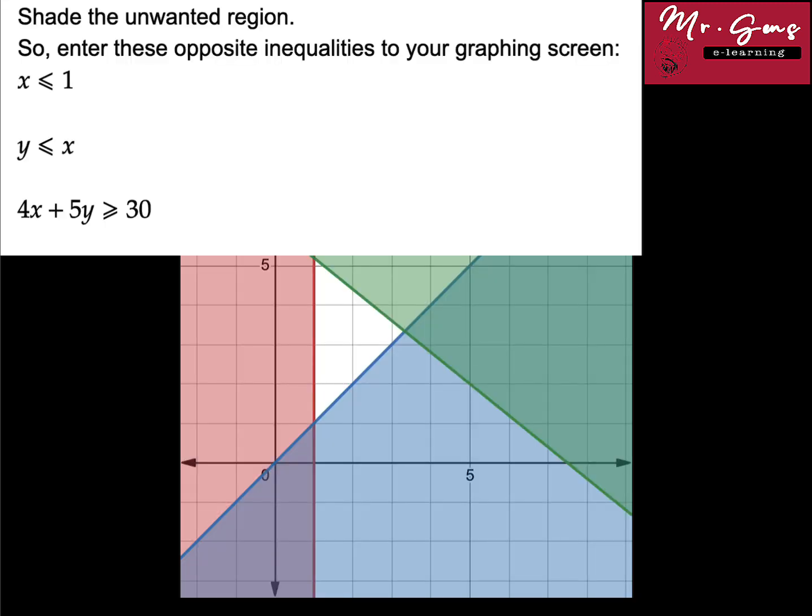But instead, we generally enter the opposite inequalities on our devices to see the unwanted region shaded. Then the feasible region will be clear enough to identify the points that we can use to optimize our problem.